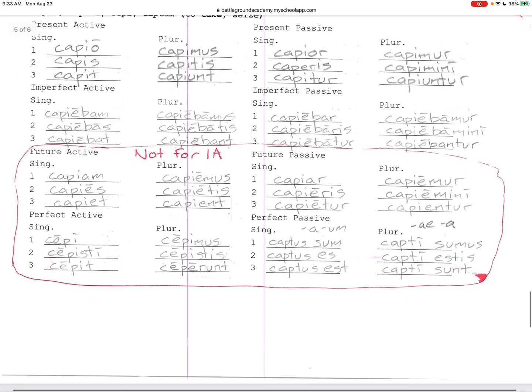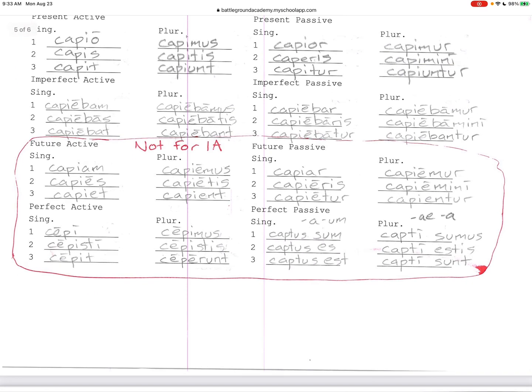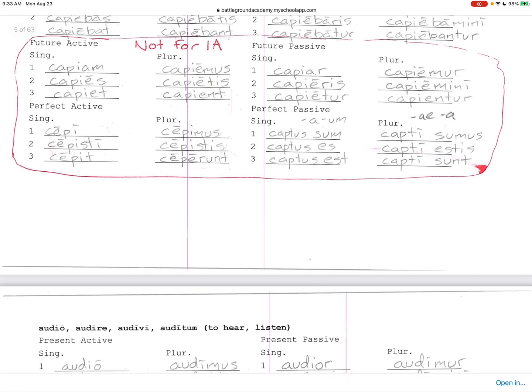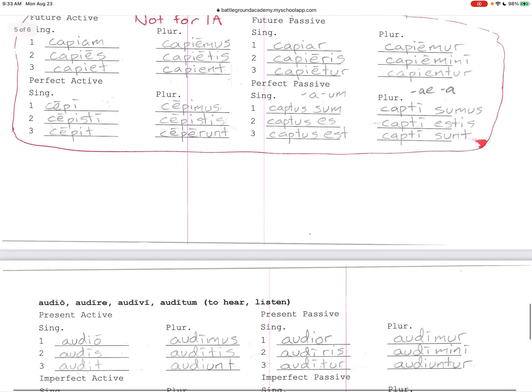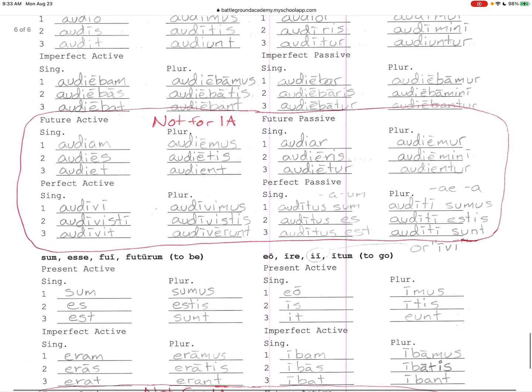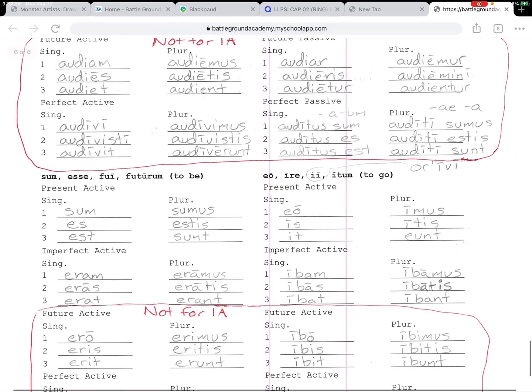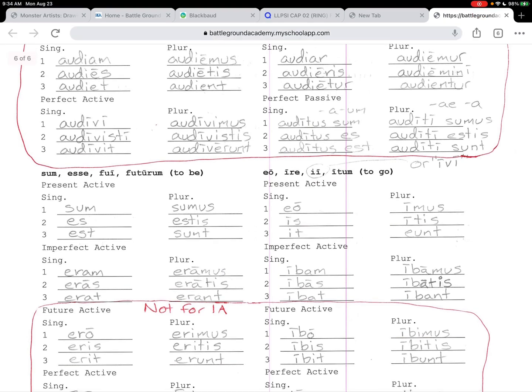I will say for futures of third IO and fourth, you're going to have an extra I in front of them as you kind of get used to with those verbs. So not just capam, capes, but capiam, capies, capiet, capiemus, capietis, capient. And same thing with audio. You're going to go audiam, I will hear, audies, you will hear, audiet, he, she, it will hear, and so on. And in the passive for these, just switch to the r, ris, tur, mur, mini, ntur, rather than the active endings.